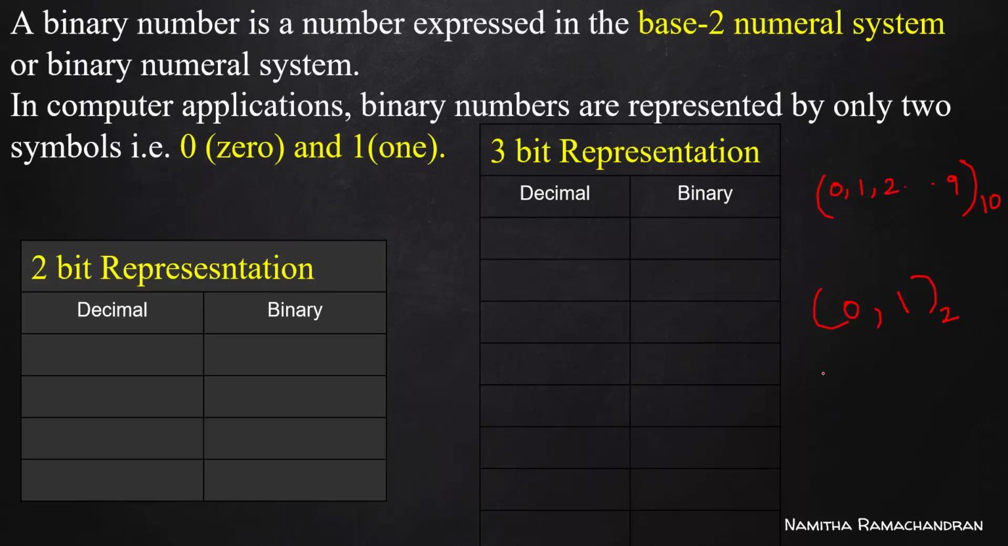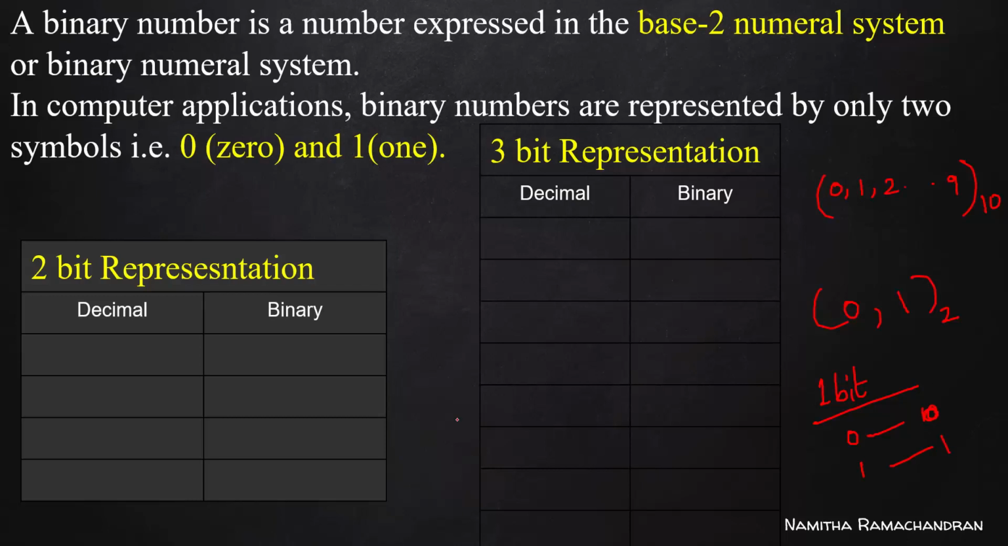Suppose you are allowed to use only one bit. Then how many binary numbers can we generate? Only two. One is 0, the other is 1. We can consider 0 as equivalent to decimal 0 and 1 as equivalent to decimal 1.